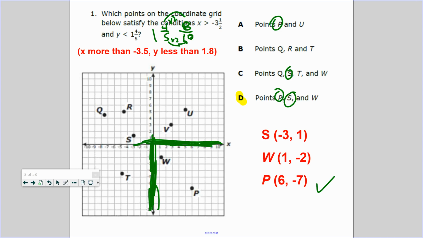And then W. That's 1 comma negative 2. So again, you start at the origin, you go to 1, you go to negative 2. Does this fit these conditions? Is X more than negative 3.5? Yes. But is Y less than 1 and 4/5? It is. And so that's why the answer is D.